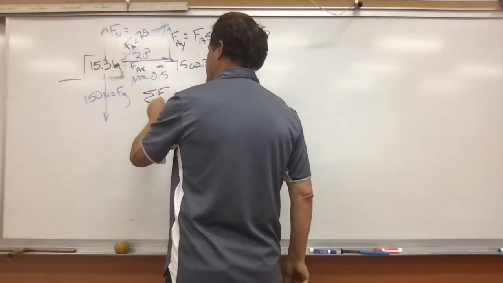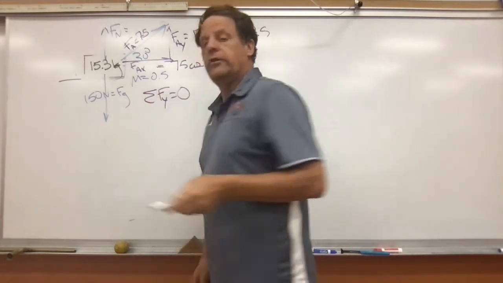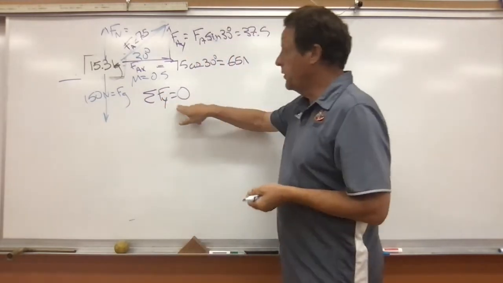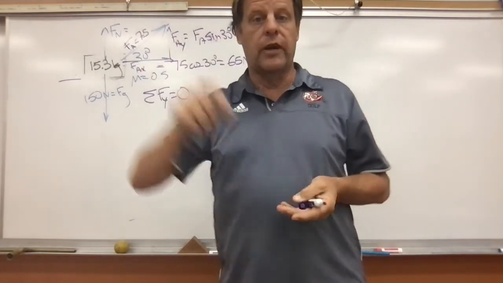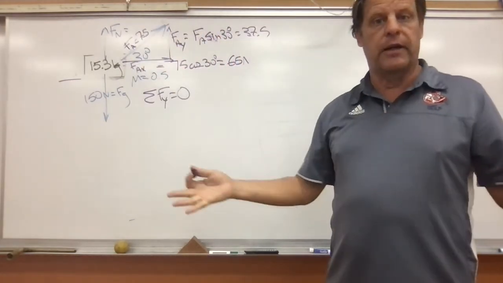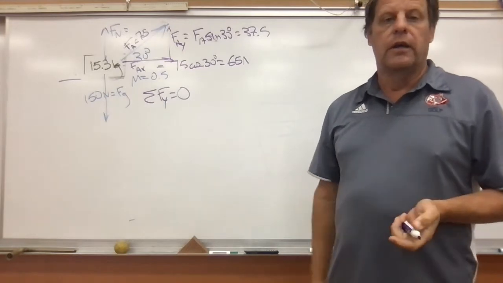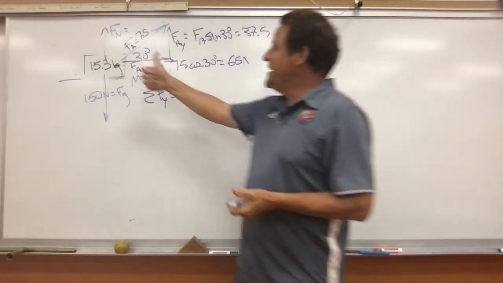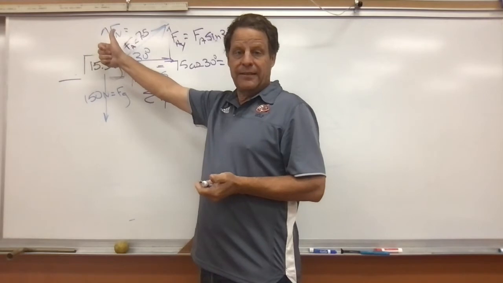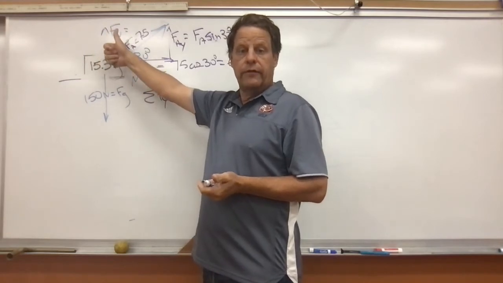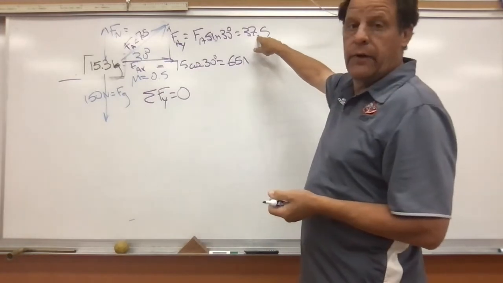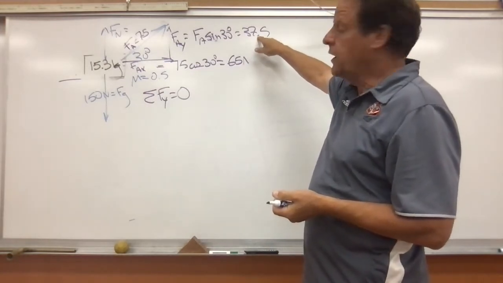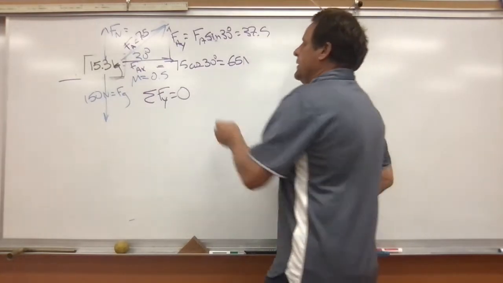And now we've got to figure out this normal force. So the sum of the forces in the y is equal to 0. Now, normally the sum of the forces is equal to ma, but we know this box is not going to move up and down because it's just a box sitting on the ground. We would need at least 150 newtons of force going upwards, and we only have 37.5.